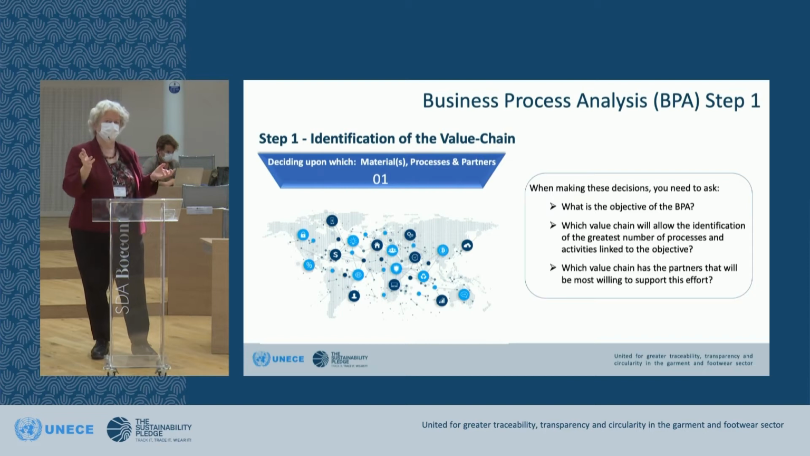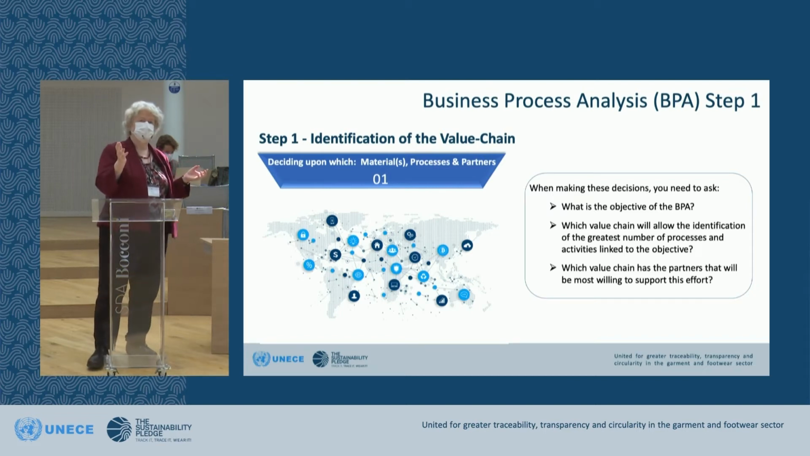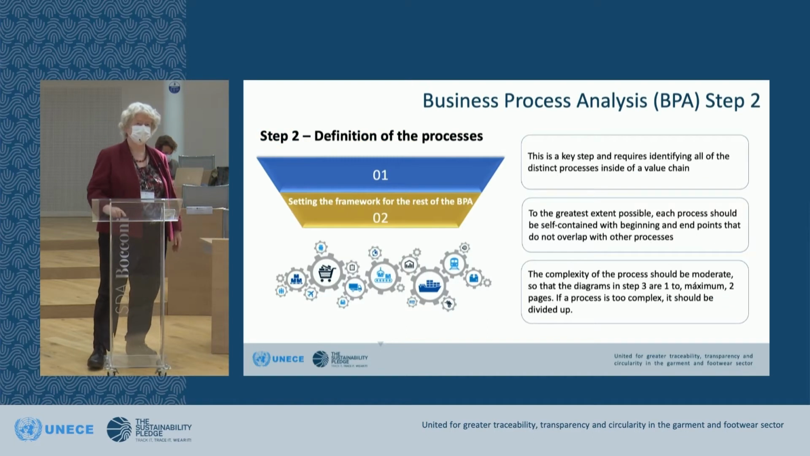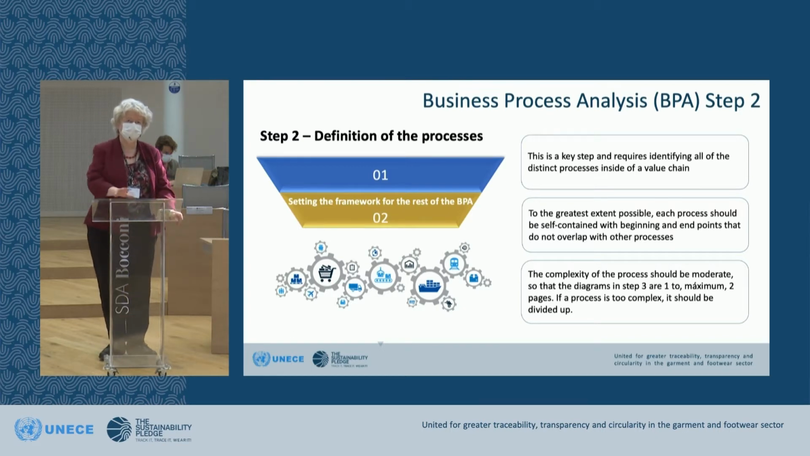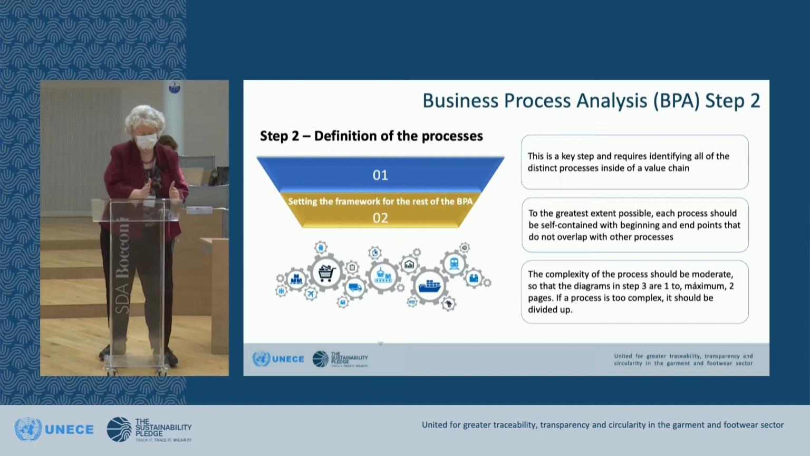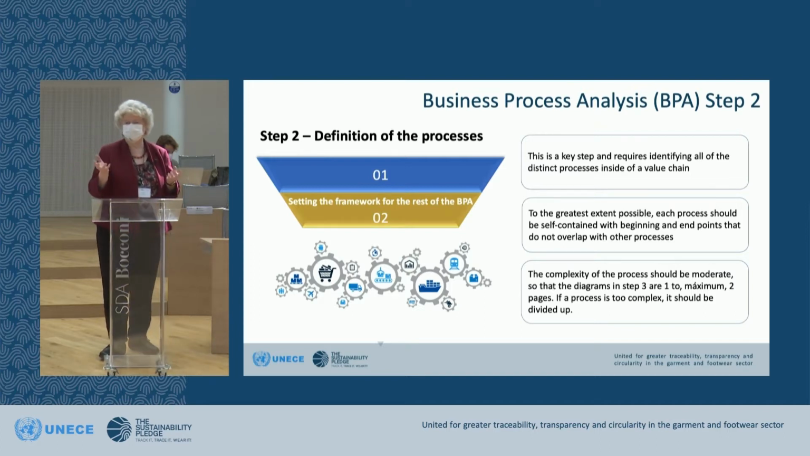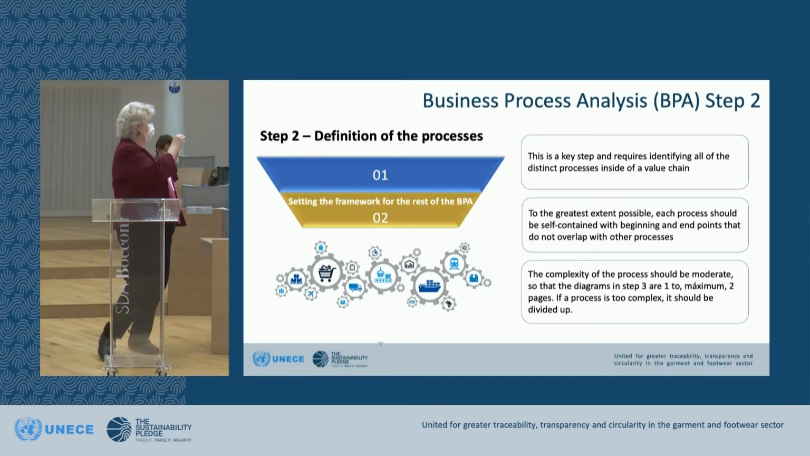And you also want to pick the value chain that will allow you to identify the largest number of processes that you want to cover, and you have to pick one where you have partners that will cooperate, because you need those partners to tell you where the information is. So the next step, after you've decided which value chain you're going to document, is to look at that value chain and divide it into processes, because the rest of your work on the business process analysis will be structured according to the processes inside of that value chain.